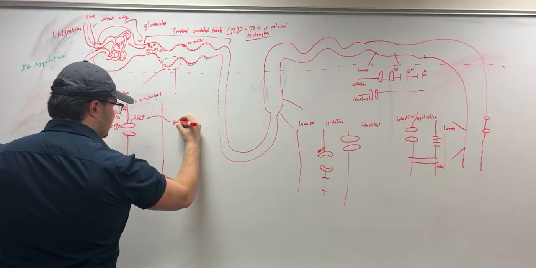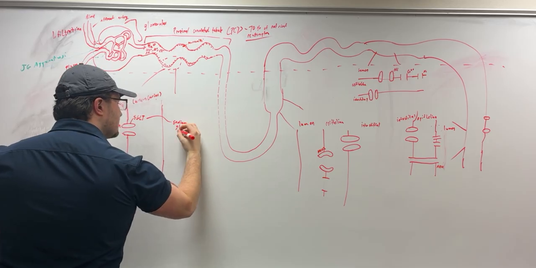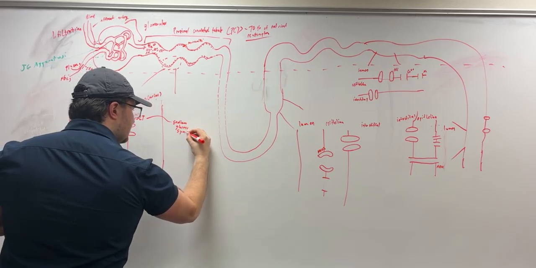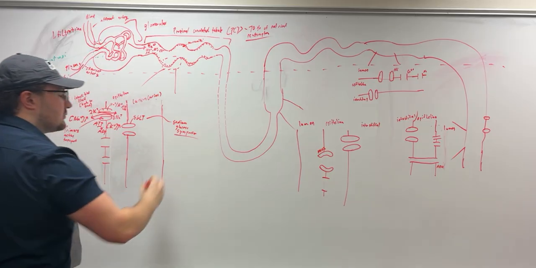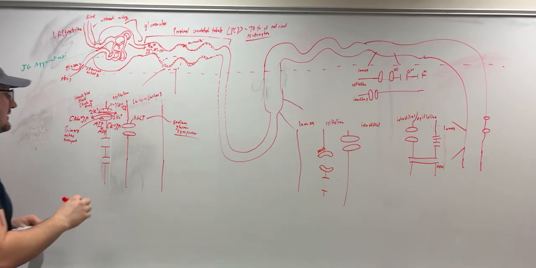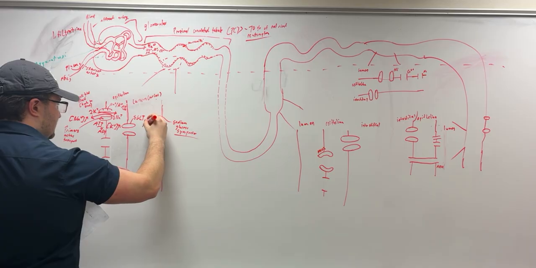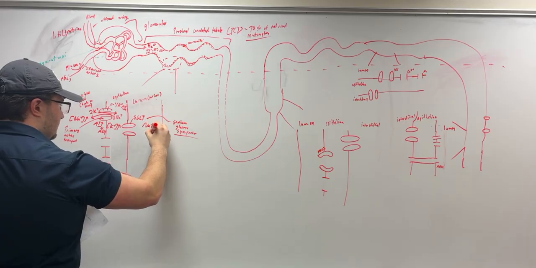So this is going to be a sodium glucose symporter. And if you remember what symporter means, that means that this is secondary active transport, and we're going to be moving two things in the same direction. So remember in our lumen, we had a bunch of sodium.